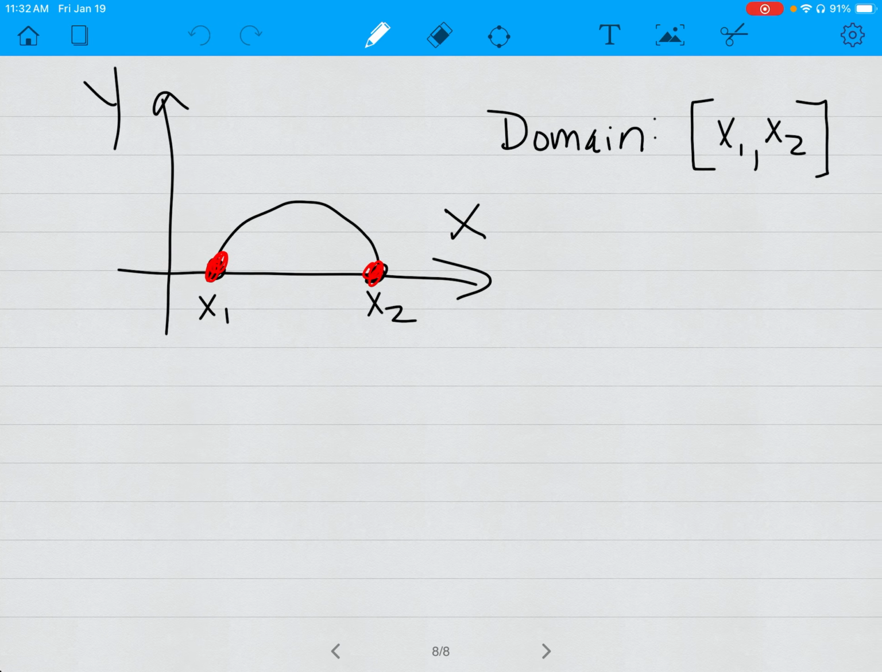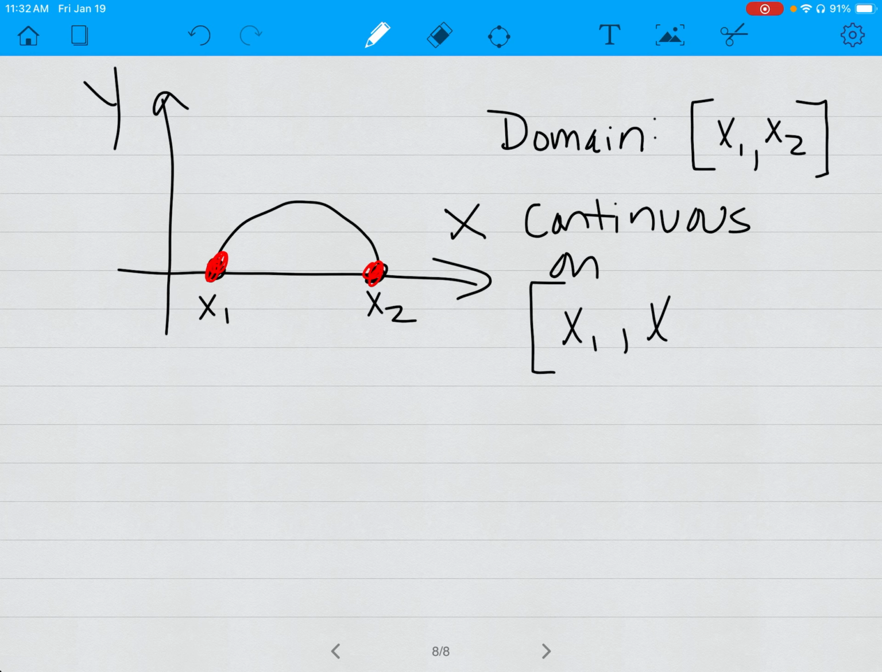When we look at this graph, the half circle with the filled in endpoints, it is continuous on the closed interval x1 to x2 because, like we discussed in the last video, when we're looking at these defined endpoints, we can simply consider the one-sided limit when evaluating whether the graph is continuous there.